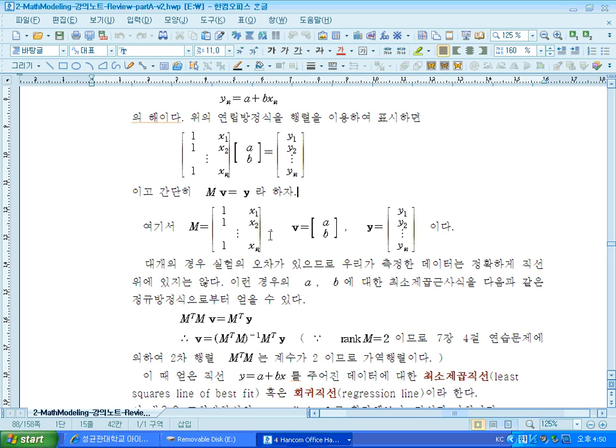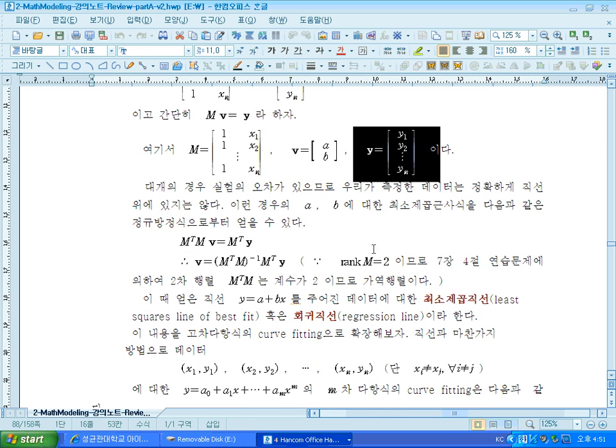Here we think about this M matrix first. Since the xi's are not all the same, the second column is not a multiple of the first column. So this is a rank 2 matrix, so it has full column rank. And V can be written this way, and Y can be written as an n by 1 vector.